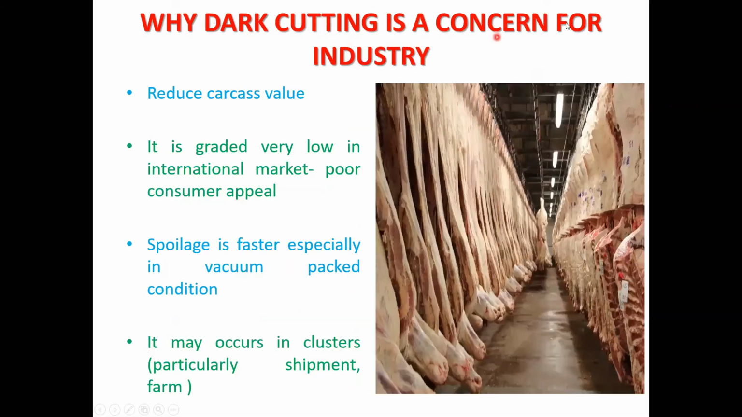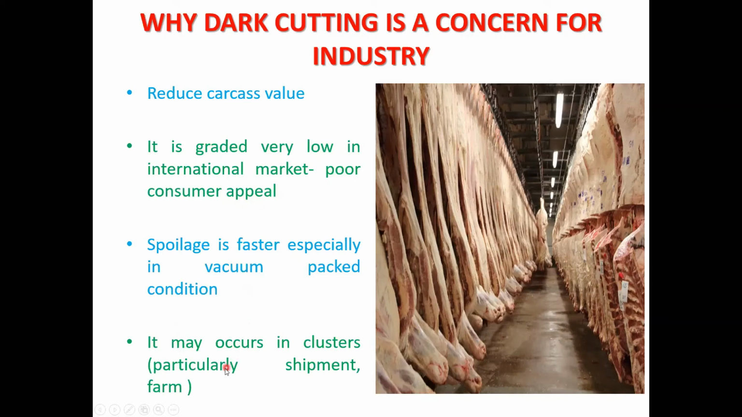Why is dark cutting a concern for the industry? One, as I already told you, it reduces the carcass value because of its dark color. It is not preferred by the consumer. It is graded very low in the international market because of the poor consumer appeal. And third, its spoilage is faster, especially in vacuum packed conditions. When we go with bulk packaging during transportation by sea, we generally go with vacuum packaging. So if it is DFD meat, it will spoil faster.